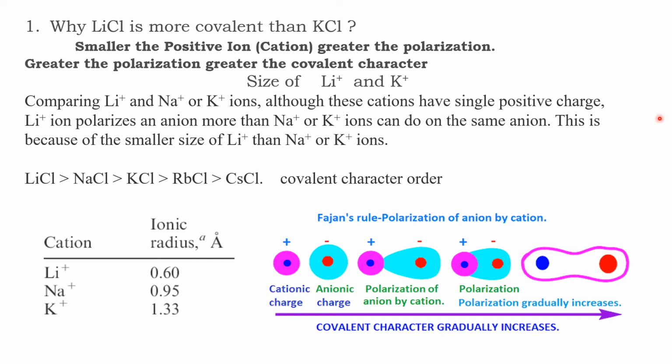Take down the order of covalency. Lithium chloride is more covalent while cesium chloride is less covalent.